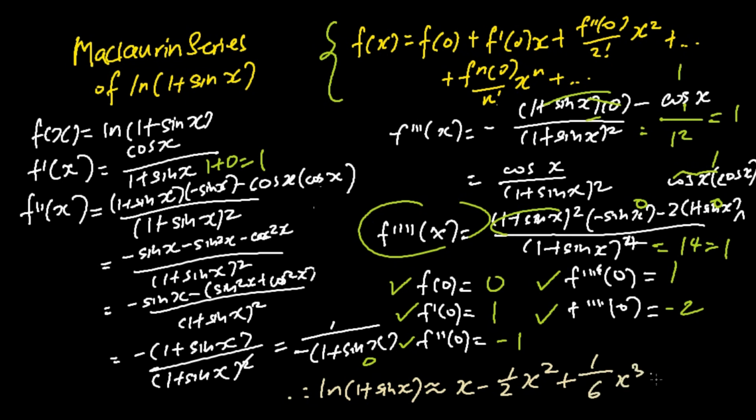And then last but not least, we have f 4 times prime (0) is just -2 over 4 factorial, which is 4 times 3 times 2 times 1, so -2 over 24. If I were to simplify this, I will get negative 1 over 12, and then x to the power 4. And then this will be the final answer to the Maclaurin series of ln(1 + sin x), which is approximated to be x minus half x squared plus 1 over 6 x cubed minus 1 over 12 x to the power 4.